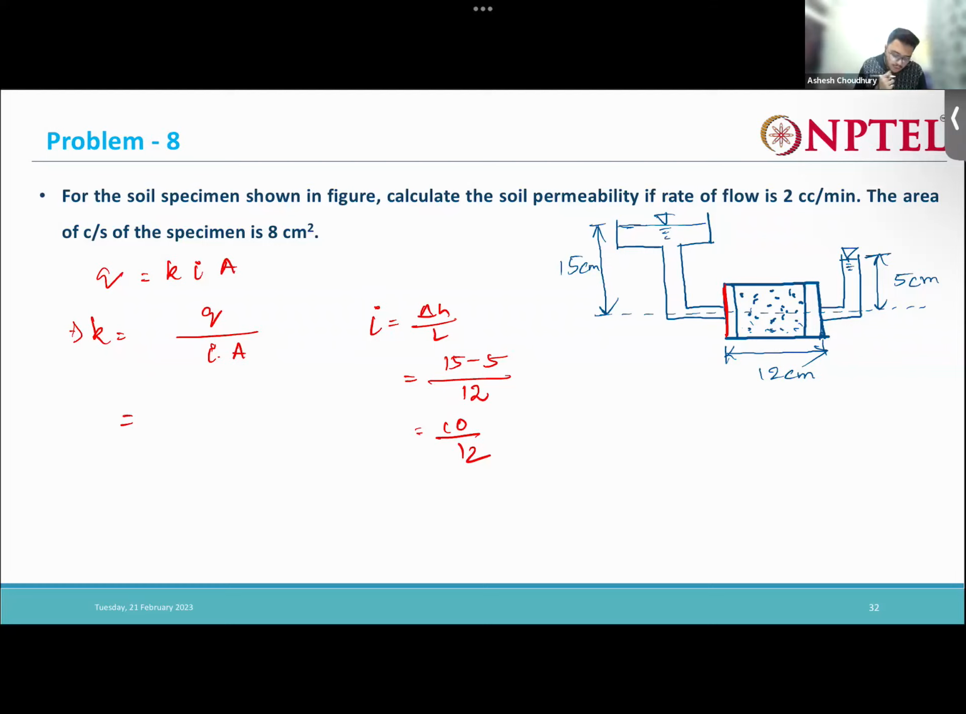Now the oven dry weight of the sample is 495 grams. For seepage velocity we need the porosity, right? We need the value of the porosity. So for the porosity we have this. What will be the dry density? The dry density will be the dry weight divided by the volume. So what is my dry weight?